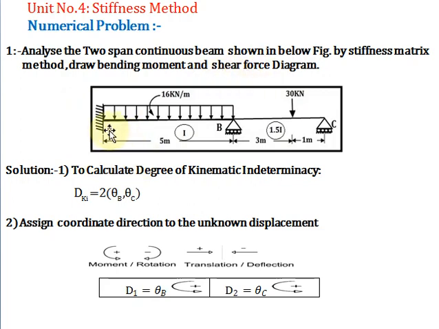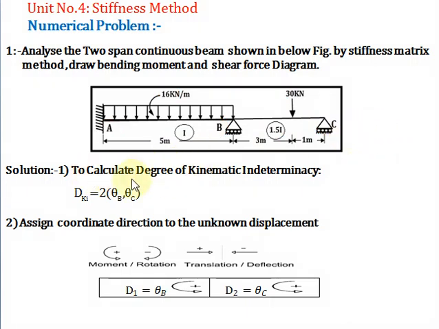So this is the given continuous beam A, B, C. The member AB is loaded with a uniformly distributed load of 16 kN/m, and the moment of inertia of member AB is I, whereas the length of member AB is 5 meter. Then member BC is loaded with a point load of 30 kN at a distance of 3 meter from support B, and the total length of member BC is 4 meter and the moment of inertia of member BC is 1.5 I.